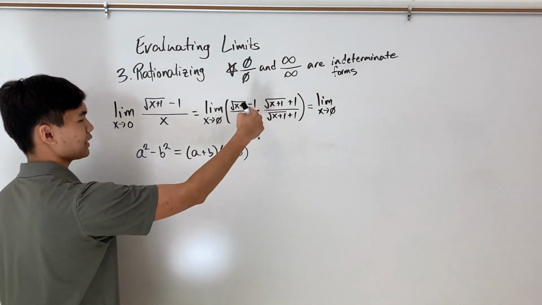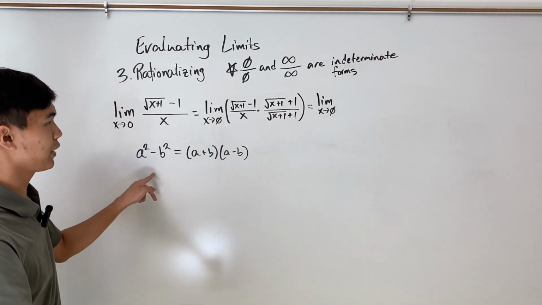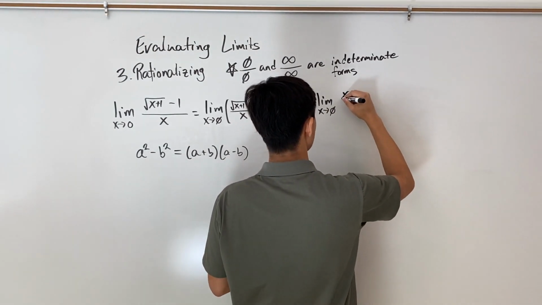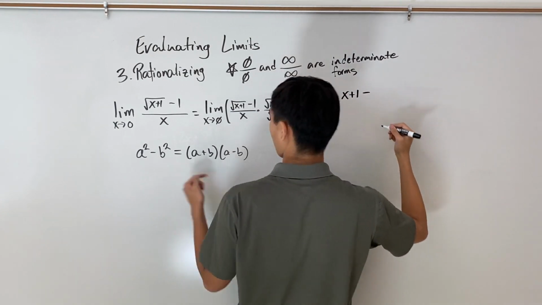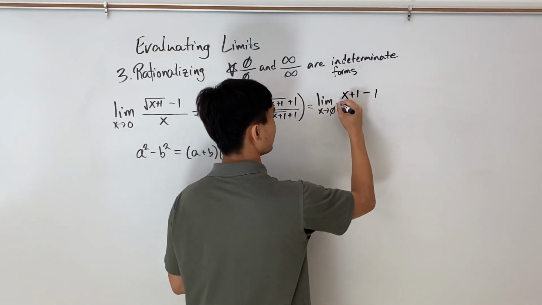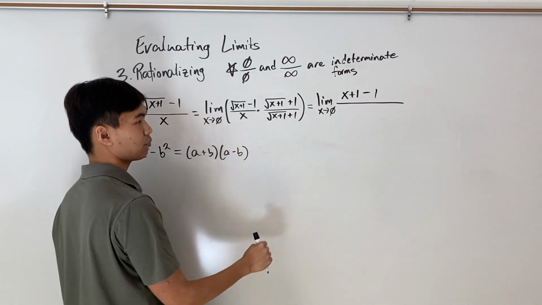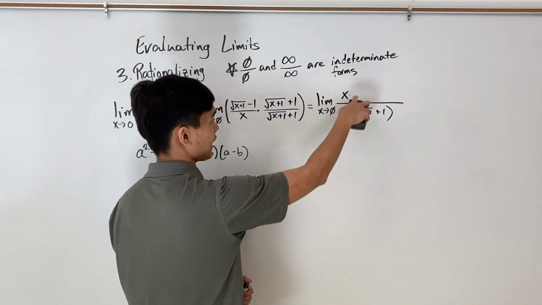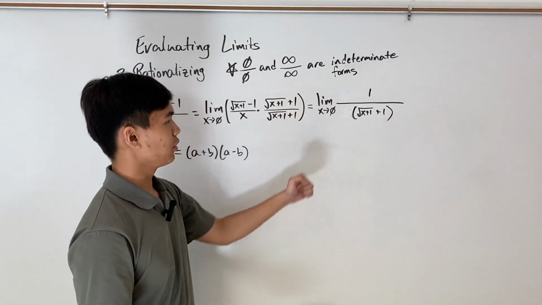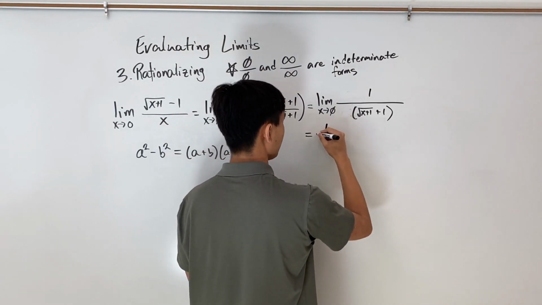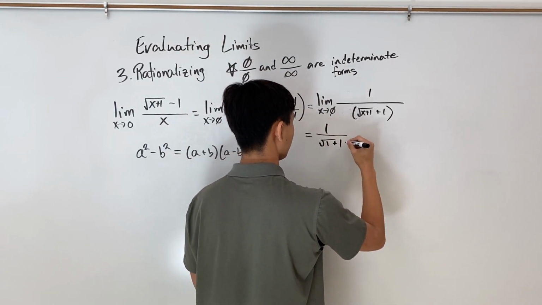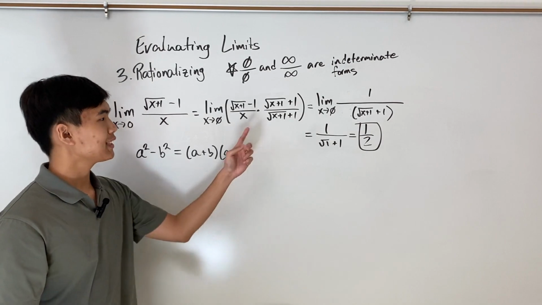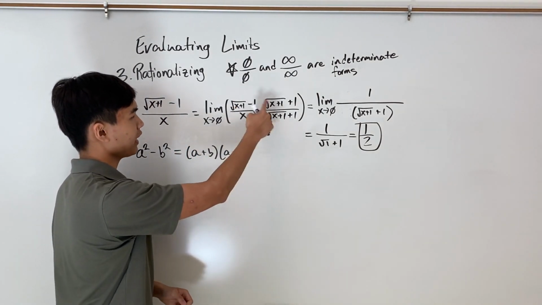Now we have a minus b times a plus b on the top, so we'll get a squared minus b squared on our numerator. So a squared is square root of x plus 1 squared, which is x plus 1, minus our b squared is 1 squared, so it's 1. And then our denominator is just x times this, like so. And notice that this plus 1 and minus 1 cancel. And we can also cancel this x on the top with the x on the bottom, like so. Now when we direct substitute, we get 1 over the square root of 1 plus 1, which is 1 over 2, or 1/2. And this is called rationalizing because we're getting rid of the radical on the numerator if we multiply by the conjugate.